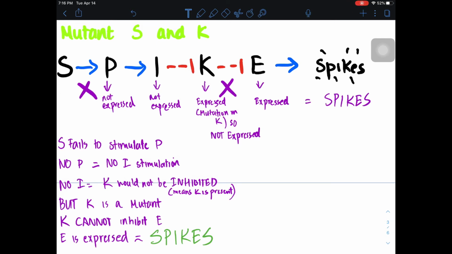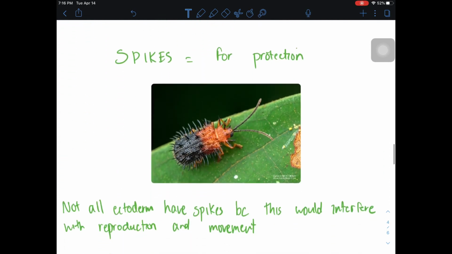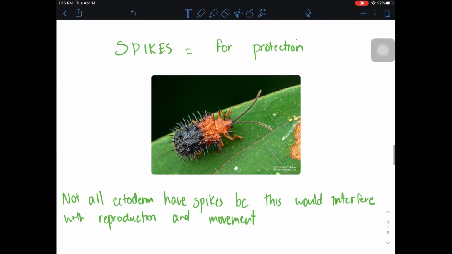of spikes. To conclude, not all ectoderm cells have spikes because they need smooth cells for movement and reproduction, but the spikes do help them from predators.